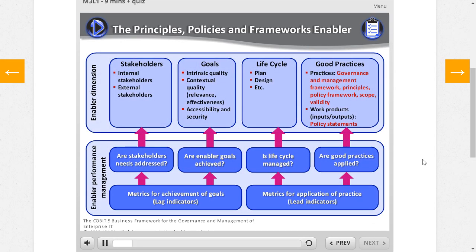The diagram on your screen shows a version of the enabler model that's appropriate to the principles, policies, and frameworks enabler. The only difference between it and the generic model is the content of the good practices dimension. We've discussed some of these already.